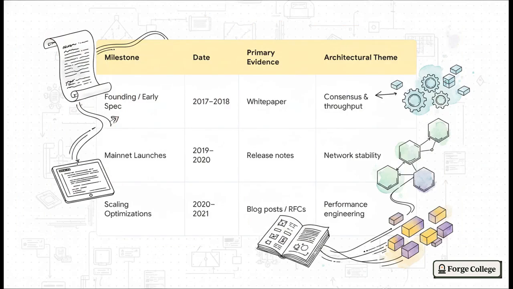Honestly, a simple table just like this one is the best way to get all of this organized. For each milestone, just jot down the date, your primary evidence, and, this is the most important part, the architectural theme it connects to. So for example, you can see how the founding white paper links directly to the theme of consensus and throughput. This is exactly how you turn your research from a pile of facts into something actionable.